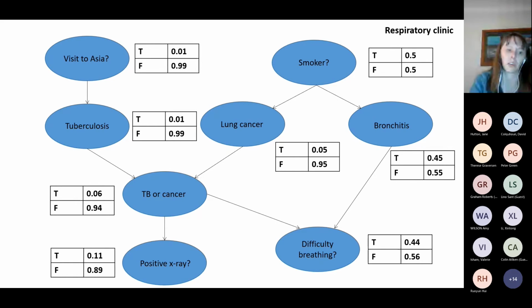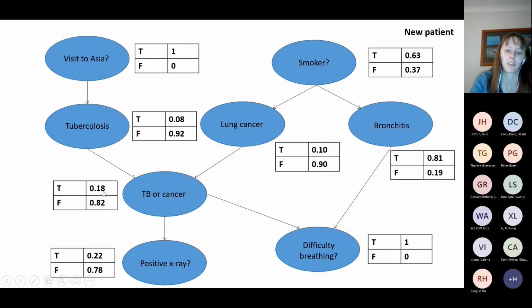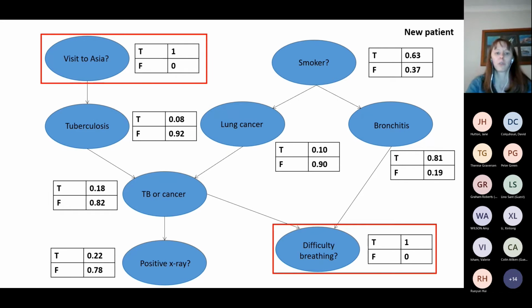You can see that the truth of the TB or cancer node increases significantly for this patient, and that's based on the fact that they've been to Asia and they have difficulty breathing. That information is propagated back through the Bayesian network using the Bayes theorem algorithms so that this node here can be updated from that new evidence. And if you can do this for a medical example like this, you can use Bayesian networks and new information coming into them to evaluate different propositions in all sorts of other fields, including forensic science.